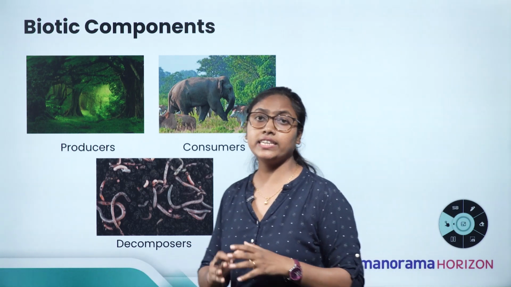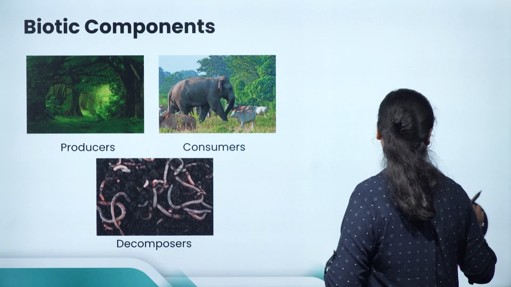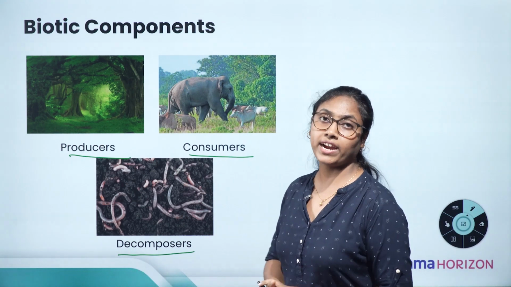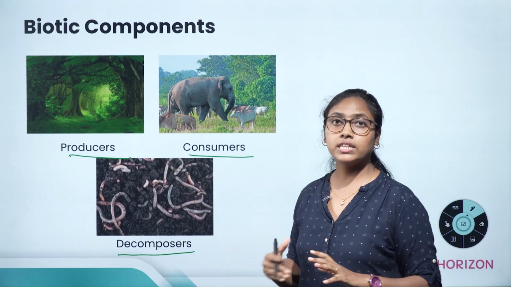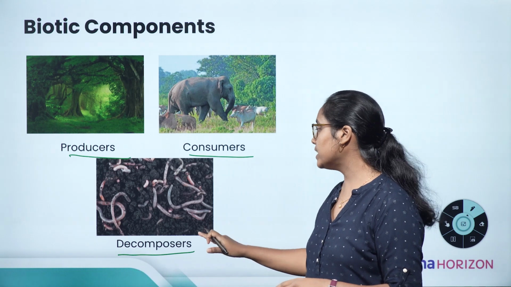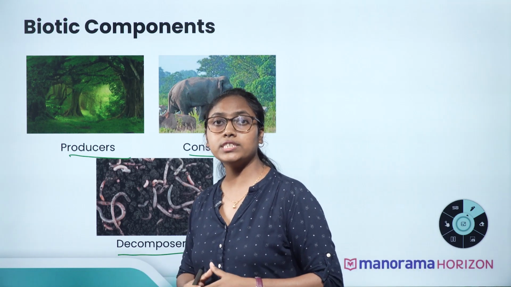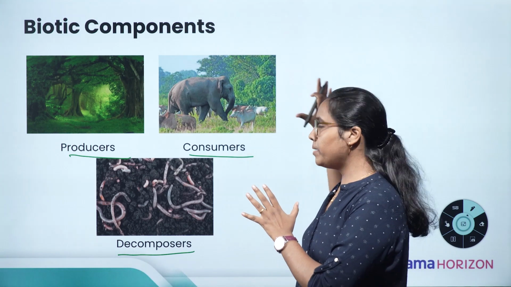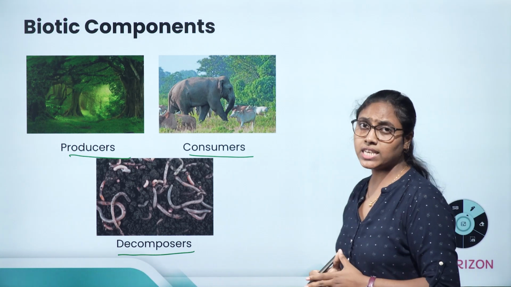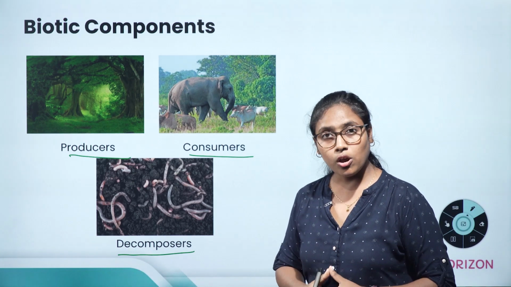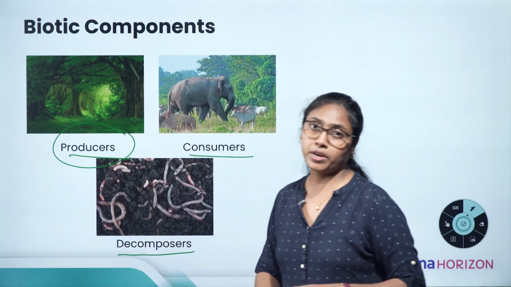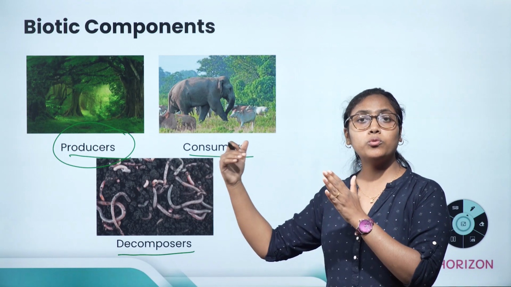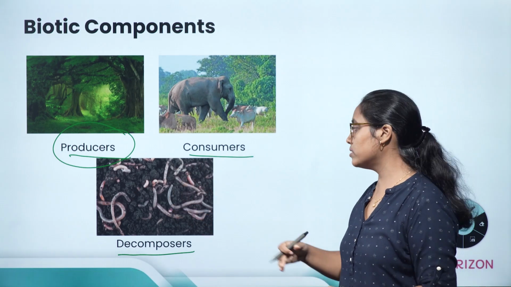Now, we will see the categories of biotic components. Biotic components are divided into three groups: producers, consumers and decomposers. Now coming to producers, producers contain only green plants because they produce the food that is required by all other organisms. So producers are the green plants or the photosynthetic organisms. Whatever the producers produce is consumed by the consumers and decomposers.